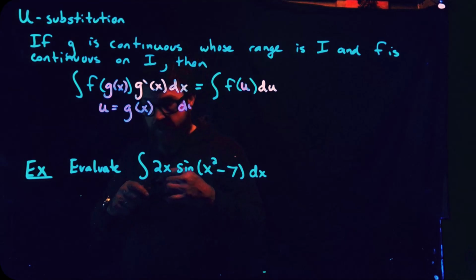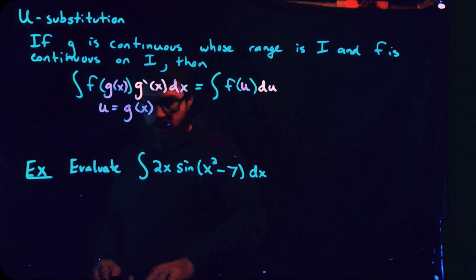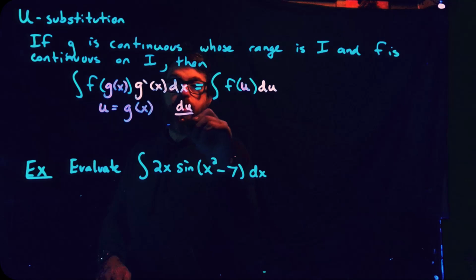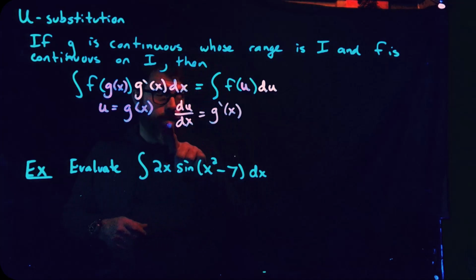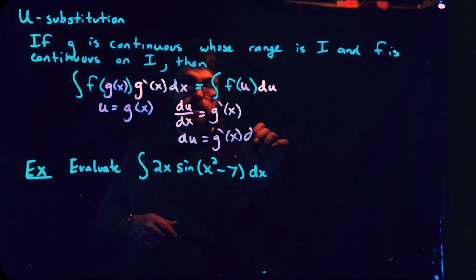So we change it with its derivative. So du dx is going to be equal to g prime of x. Now, I need its differential, not its derivative, so I'm going to take this dx and put it to the other side. So du is going to be equal to g prime of x dx.